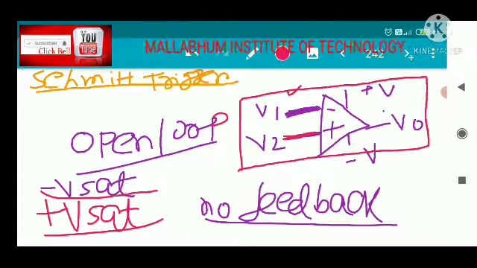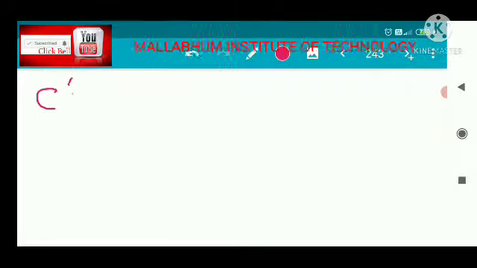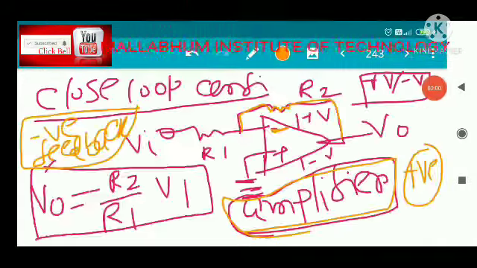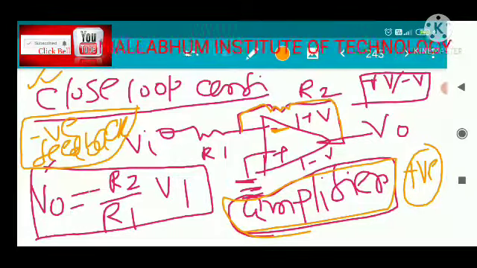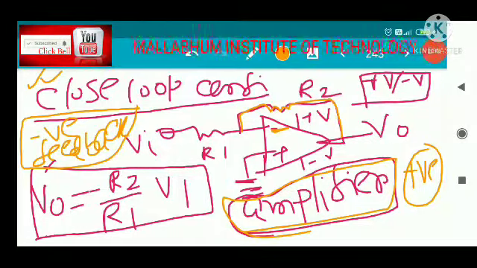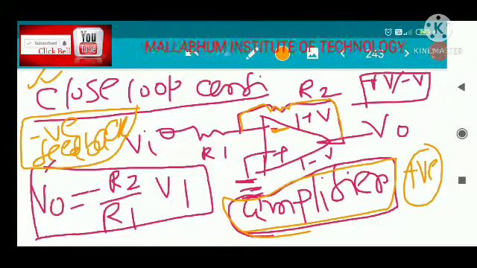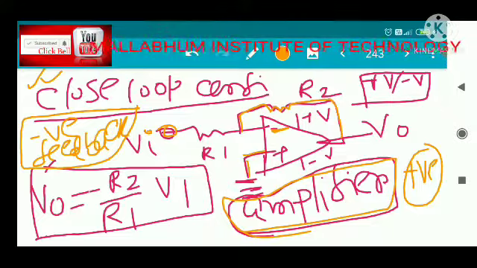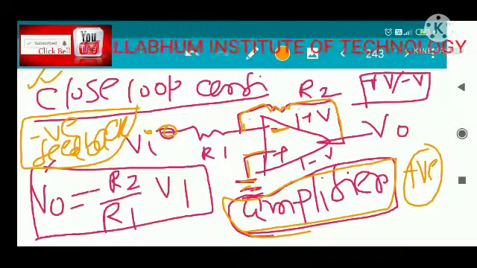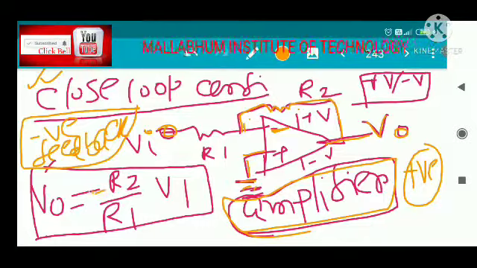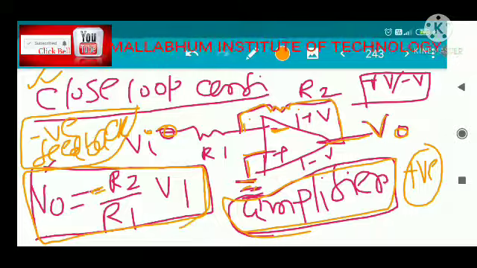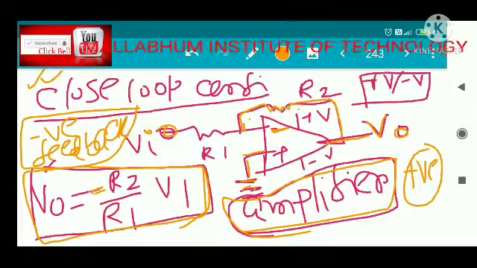There is also another configuration, called the closed loop configuration. In this closed loop configuration, this is the circuit. The input is given to the negative terminal, this terminal is grounded, and there is a feedback resistance. In this case the output voltage is given as V0 equals minus R2 divided by R1 times V1. This is the expression for this circuit, and this circuit can be used as an amplifier.